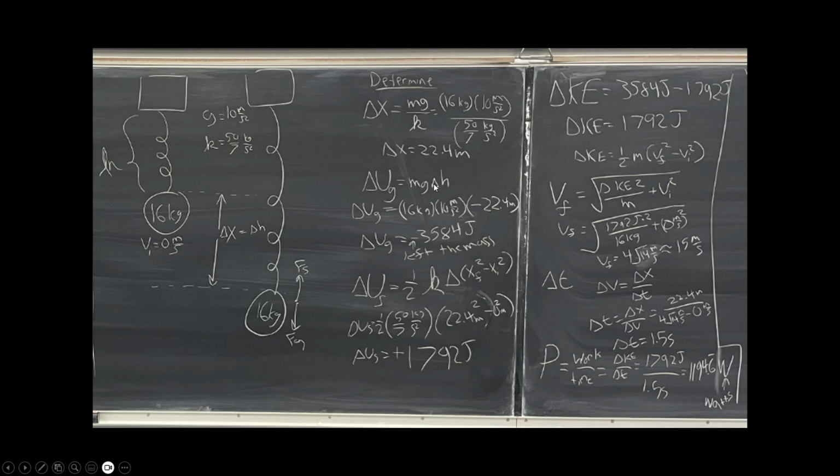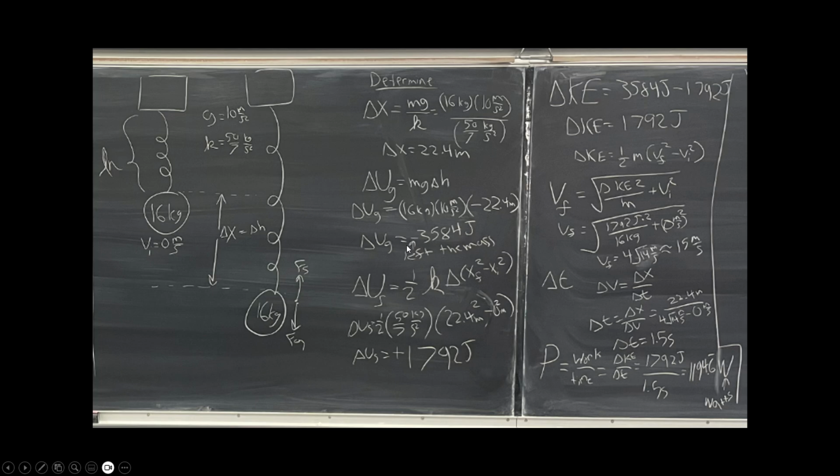16 kilograms times 10 meters per second squared times negative 22.4 meters gets us delta UG equaling negative 3,584 joules of energy, or in essence what a kilogram meter squared per second squared is. That's a joule.